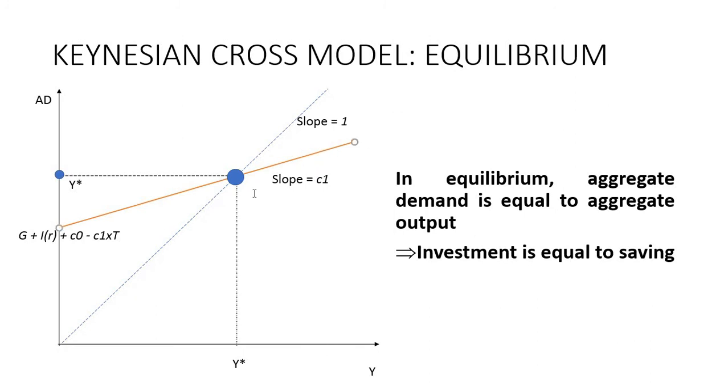So this function is upward sloped and it's rather flat because, as I said before, C1 always takes a value between 0 and 1. This means the function is increasing, but the slope is less than 1, which means the function is rather flat. And this is the value of the intercept, or, as I said before, the value of aggregate demand if the level of output is equal to 0.